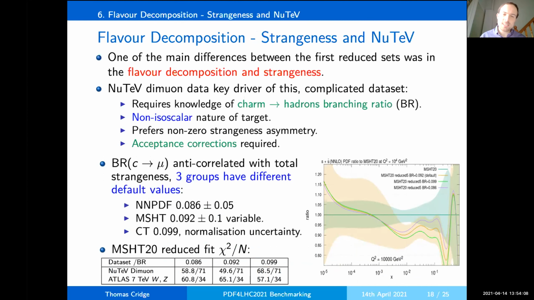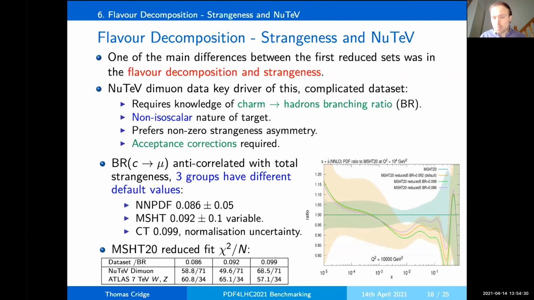Part of the reason for this is simply that it's a complicated data set. It requires knowledge not only of the charm to hadrons branching ratio, but also treatment of the non-isoscalarity of the target, acceptance corrections, and a variety of other things. Essentially, these are all areas where the different groups can do different things, and that's where you end up with different behavior.